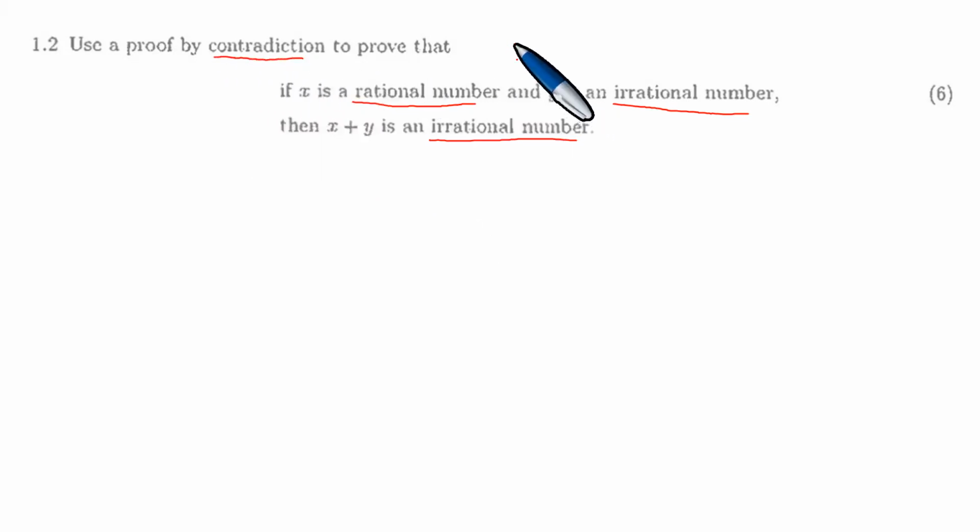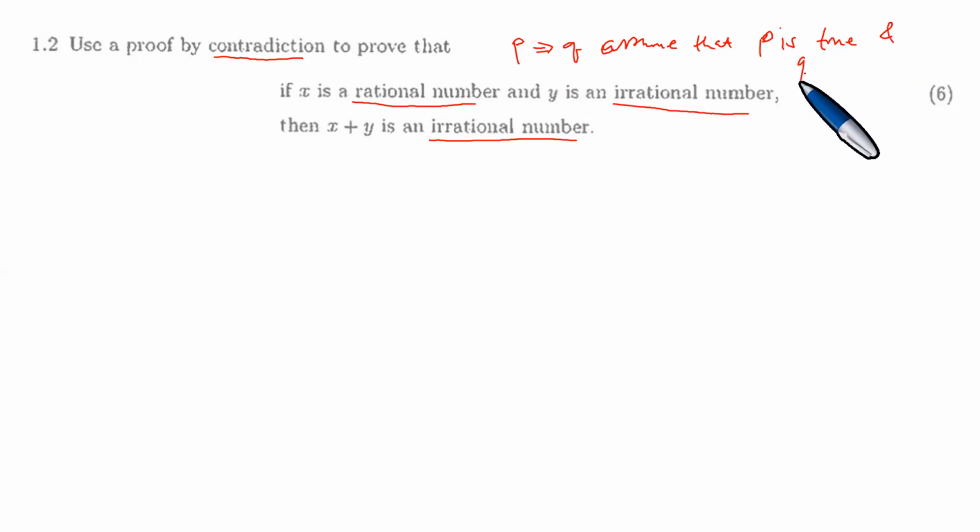In a proof by contradiction, we consider the statement P implies Q, assume that P is true and Q is false, and we arrive at a contradiction through this. So we're going to assume that P is true.